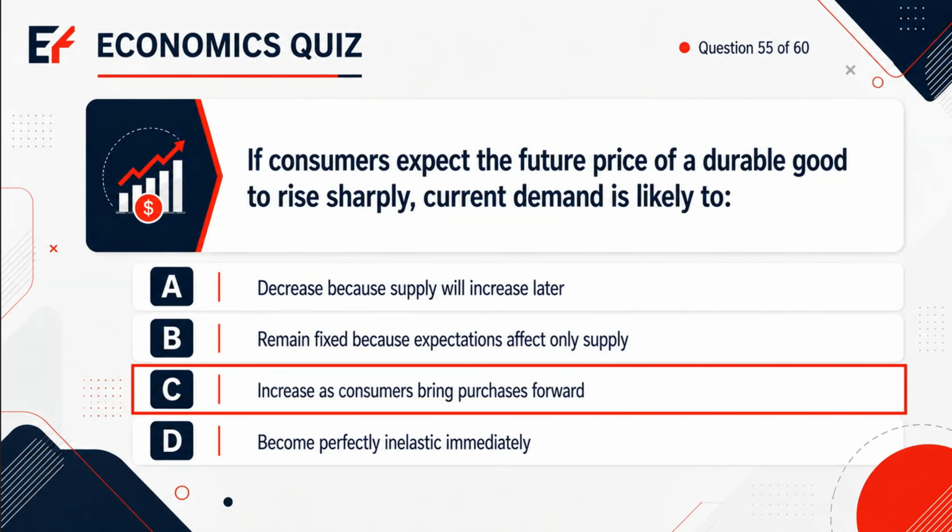When consumers expect a durable good to become more expensive in the future, many will try to buy it now before the price rises. That increases current demand and shifts the demand curve to the right. Option C is correct because it shows consumers bringing purchases forward in time. Option A is wrong because the question is about expected future price, not a guaranteed future supply increase. Option B is incorrect because expectations can affect demand as well as supply. Option D goes too far because stronger current demand does not mean demand becomes perfectly inelastic. The key idea is that expected future price increases can raise demand today.